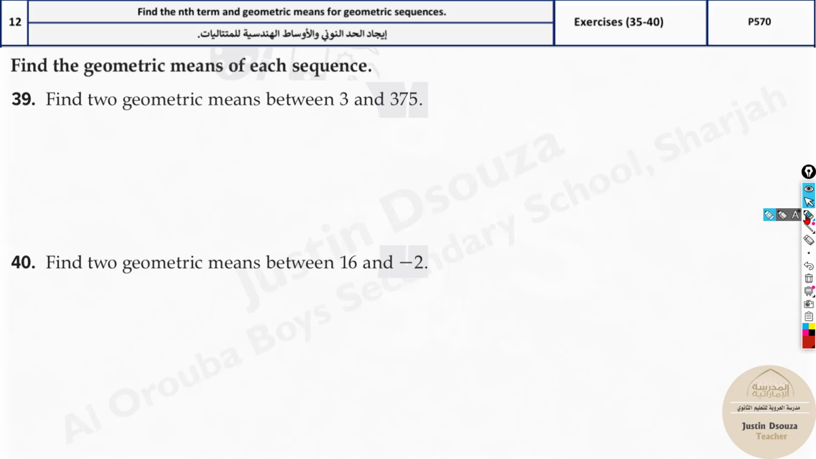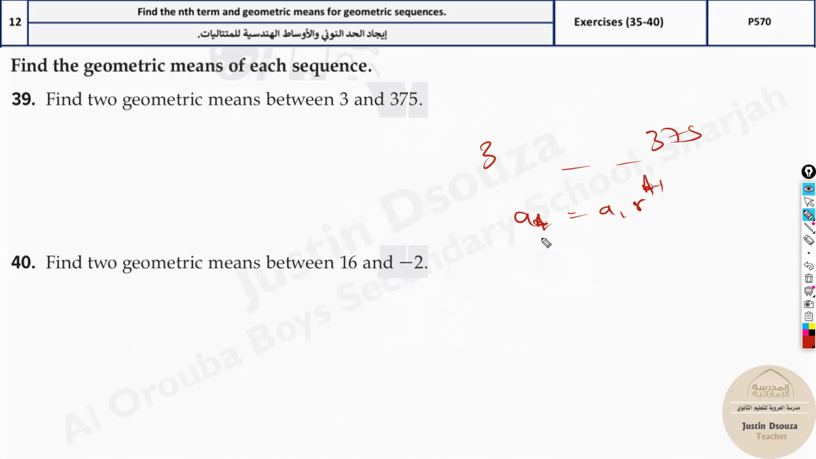Over here, they have given the same thing again, but in words. See, they have told us to find two geometric means between 3 and 375. There are two terms. Same thing. First, use an, but this time it's 4 because we have only 4 terms. a1 r to the n minus 1, right?